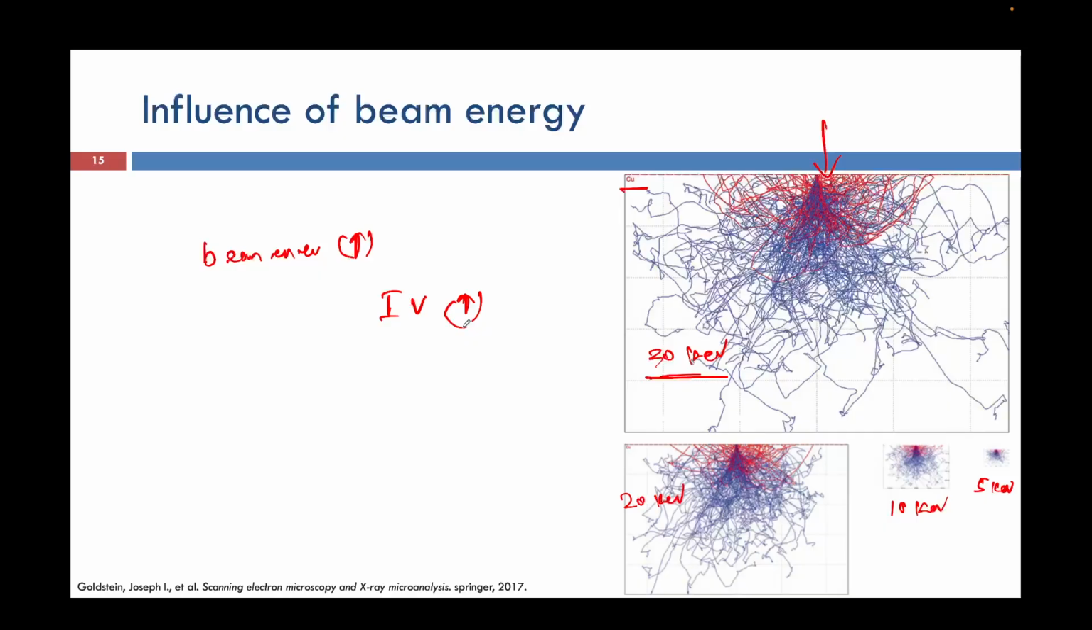And this kind of image you can make with a software named, I think, Casino. This is a simple software, you can also download it and see for yourself. It is a Monte Carlo simulation software, where you can give electrons a certain amount of energy, and then you will see how, according to the beam energy, the interaction volume changes, right?